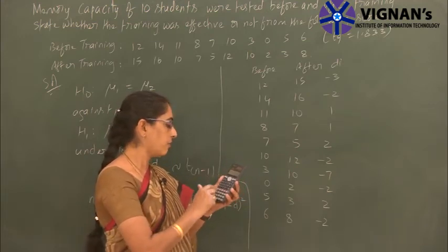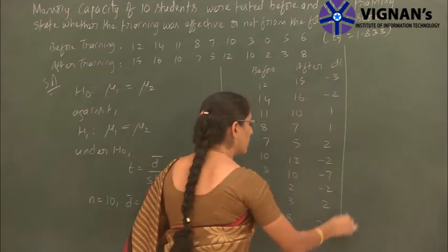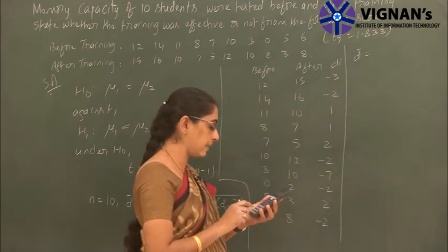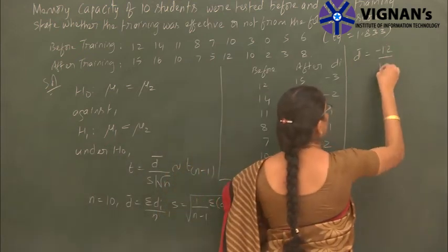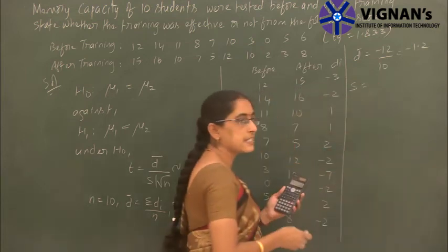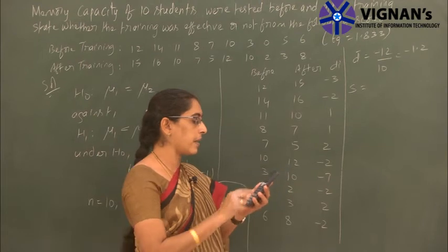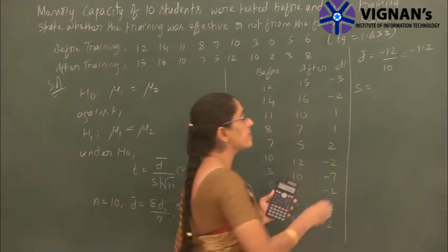Okay. Now we have to calculate the D bar. D bar means summation Di by n. So that summation is minus 12. So minus 12 by 10 is minus 1.2. And for capital S, shift to the third option. So that is given here as 2.7809.